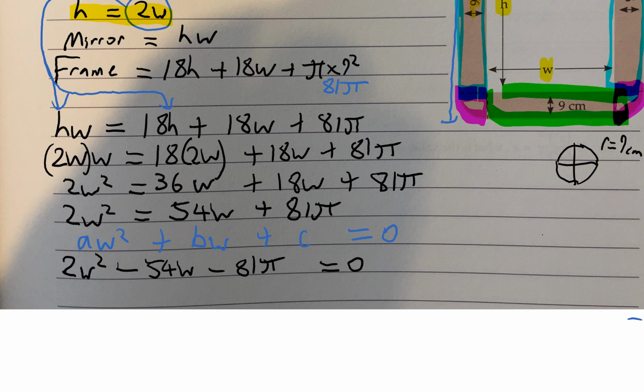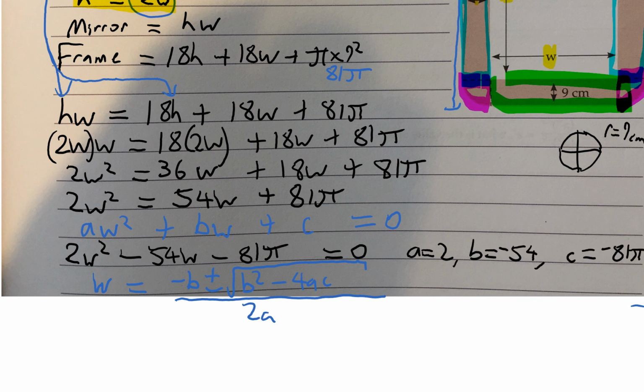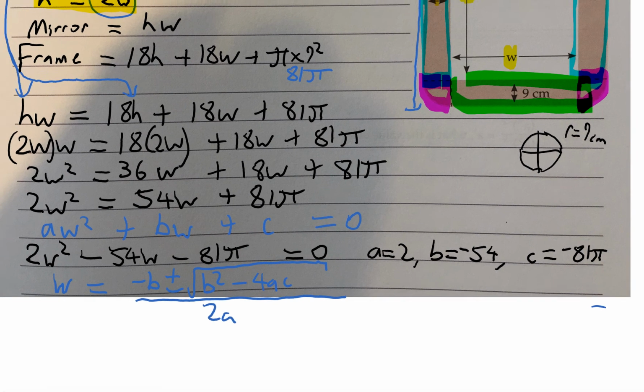Remember, that gets given to you on the formula sheet, right? But it's actually not a bad idea to memorize it anyway, which you'll find you do if you practice enough examples. So w equals negative b plus or minus the square root of b squared minus 4ac, divided by 2a. And substituting in, what we want to do is write off to the side what a, b, and c are. So a equals 2, b equals negative 54, and c equals negative 81 pi.